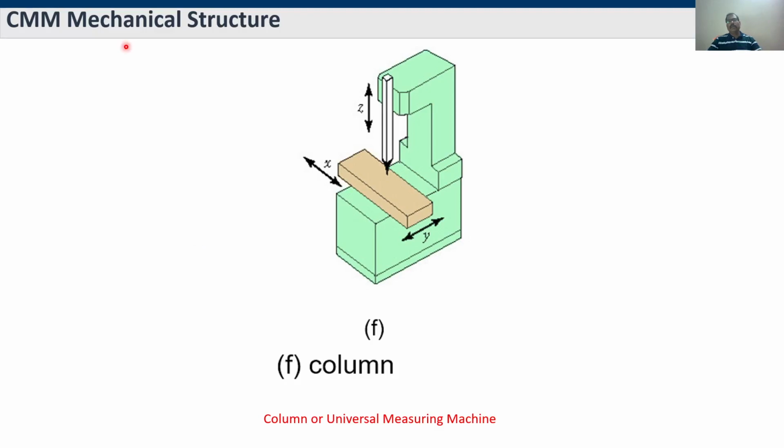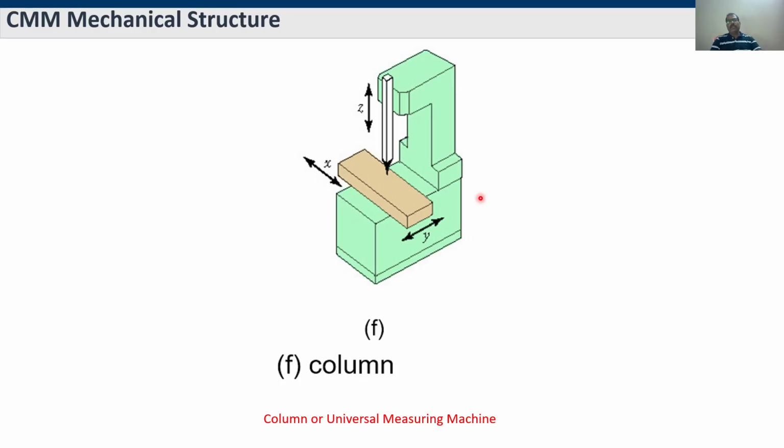Then the final one, in terms of commonly used CMM structures, is the column type. You can see this is like a slotting machine, a simple slotting machine. The tool moves up and down in the z-axis, and you can move this table in the y-axis and x-axis. Again, this is useful only for small components compared to all other CMMs. It's only for very small components being tested, maybe in in-house labs, and they will be using this kind of CMM machine.